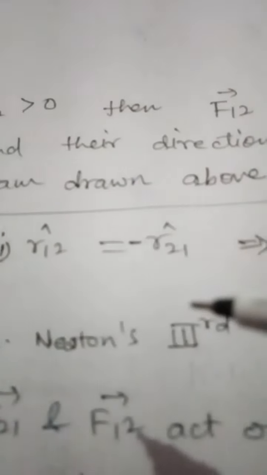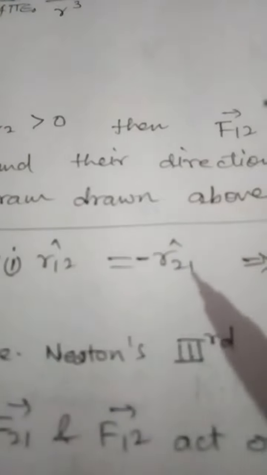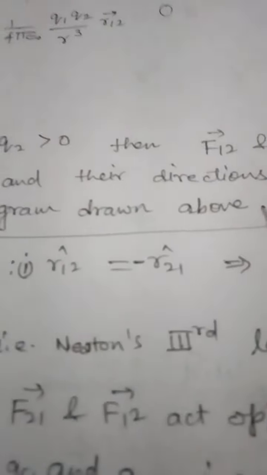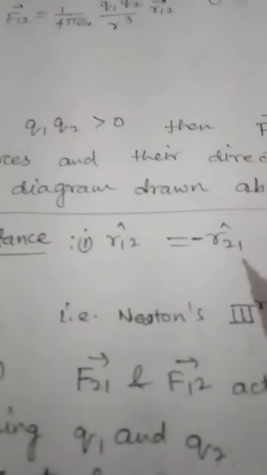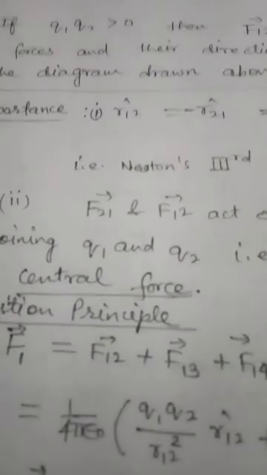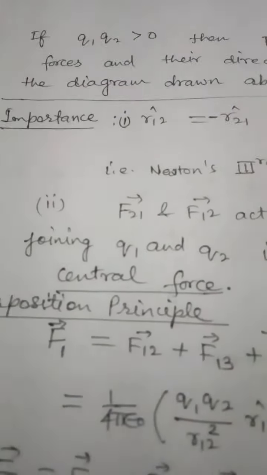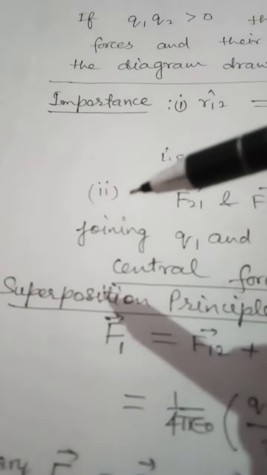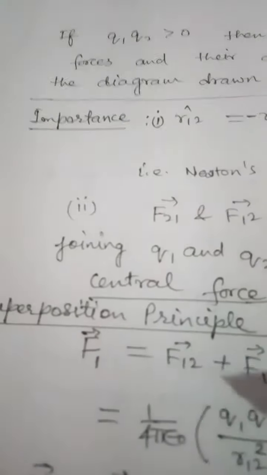So from this it is very clear that the force acting on one charge due to the second charge is the same as the force acting on the second charge due to the first charge, but opposite in direction. So it is similar to Newton's third law, that for every action there is an equal and opposite reaction. We also see that the direction of force is along the line joining the charges, so they are also called central forces.